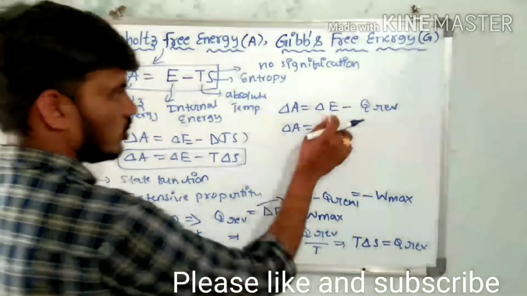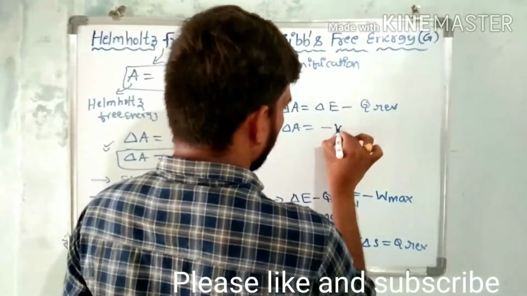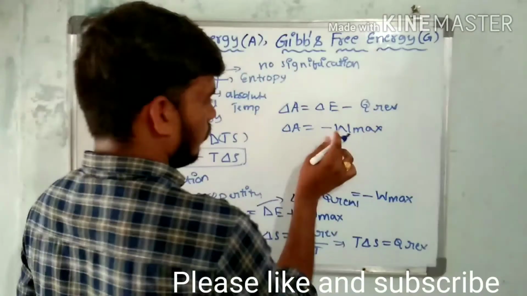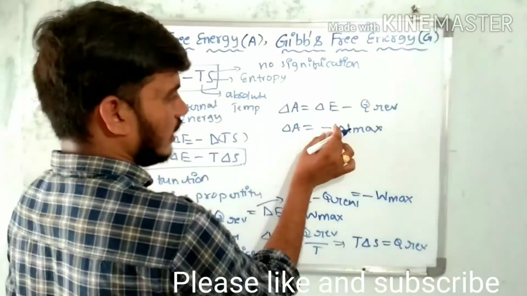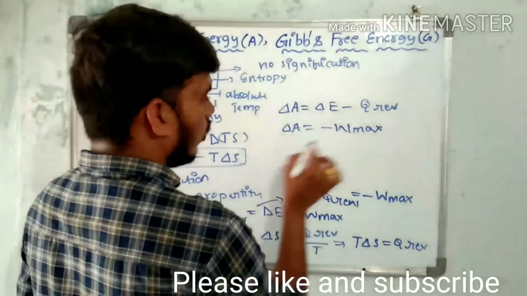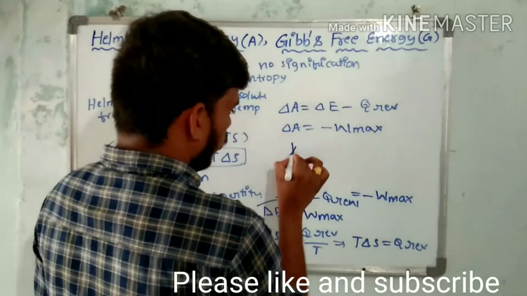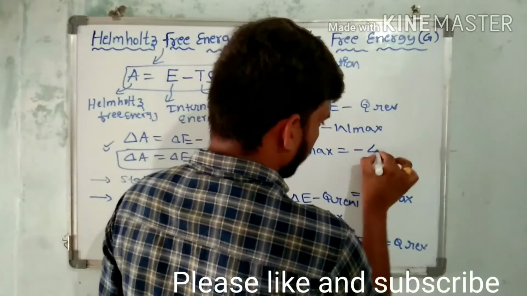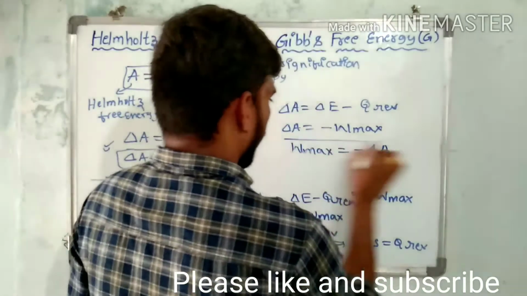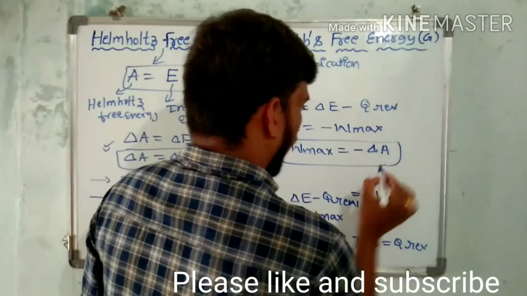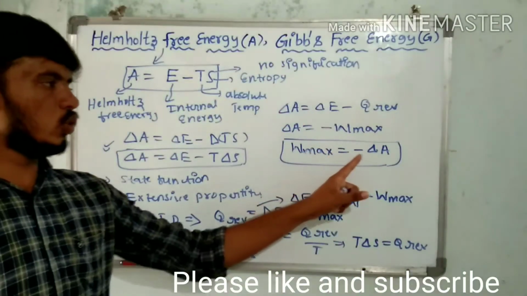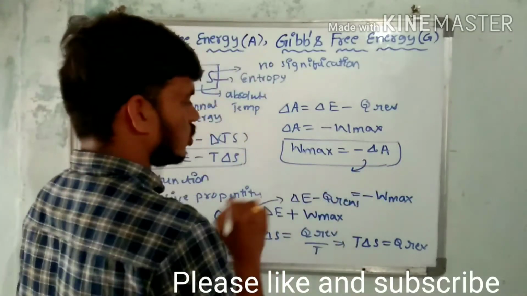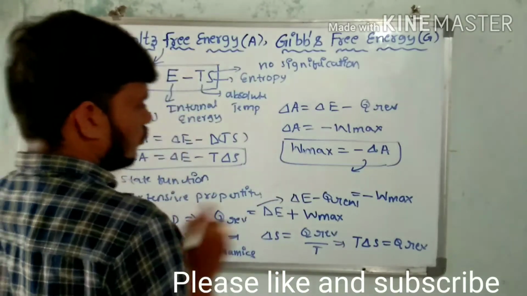Substituting these values in this equation, what happened? Delta A is equal to minus W maximum. Now W maximum is equal to minus delta A. The maximum work is equal to the decrease of this Helmholtz function. This is the main concept of the Helmholtz free energy.